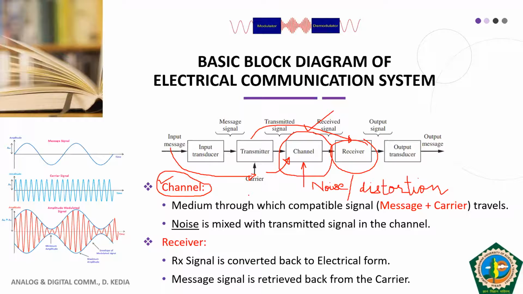So out of the transmitter, your signal goes into the channel, then to the receiver side, and then obviously the output transducer converts our message signal back to its original form, from electrical to non-electrical form. So this was the basic block diagram of an electrical communication system. Yesterday we talked about this in brief, and today I will add a few more things to it. I hope this is clear to everyone.